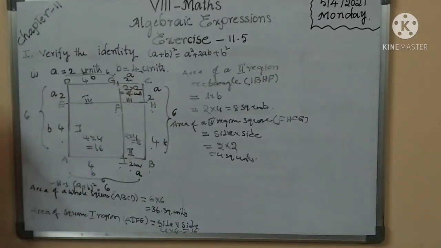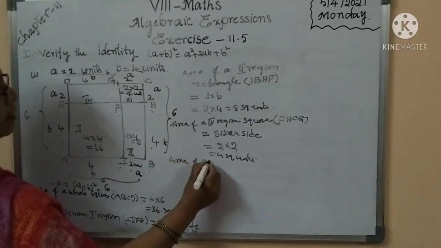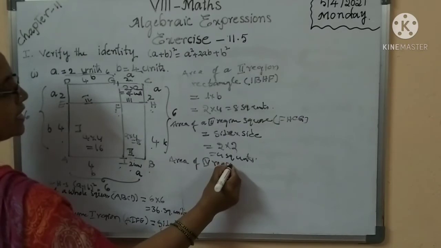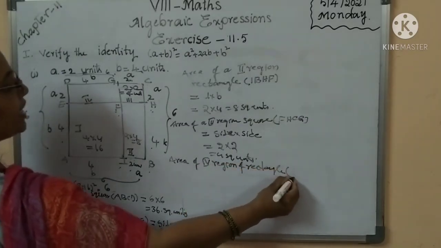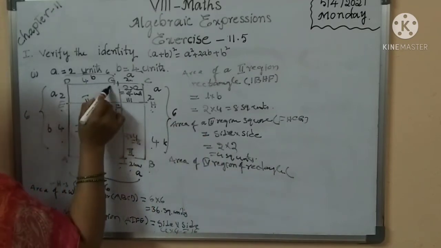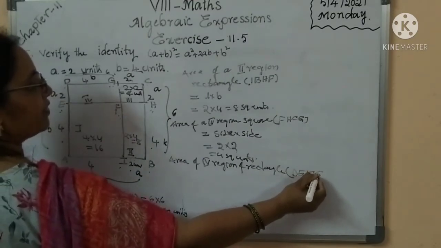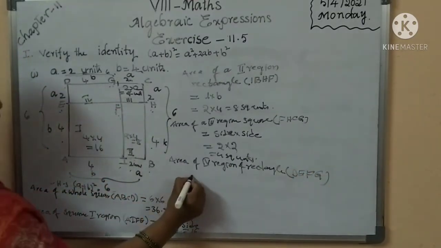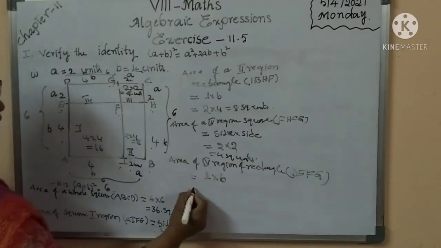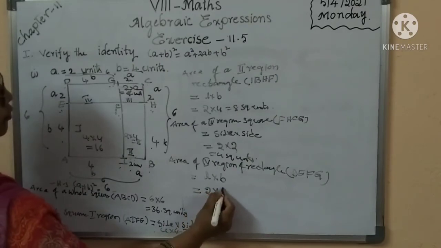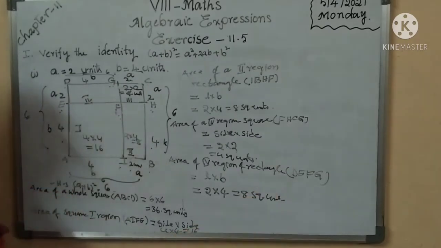Next, the fourth region, which is a rectangle, DEFG. DEFG equals length into breadth, 2 into 4, which equals 8 square units.